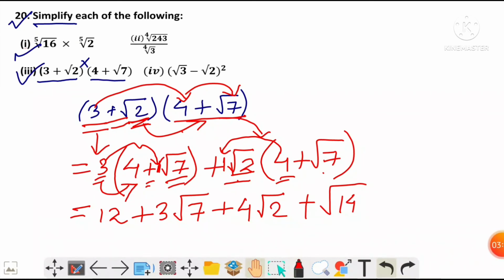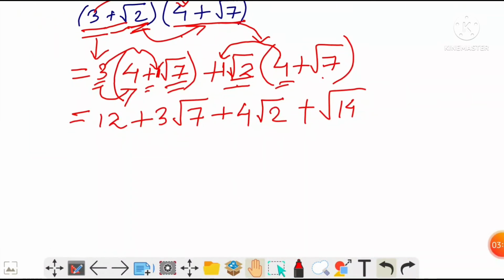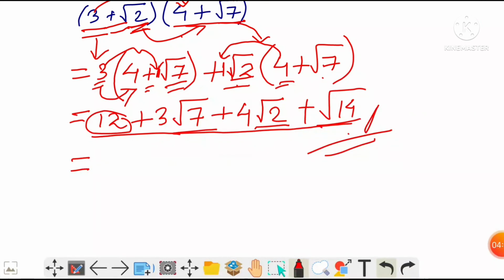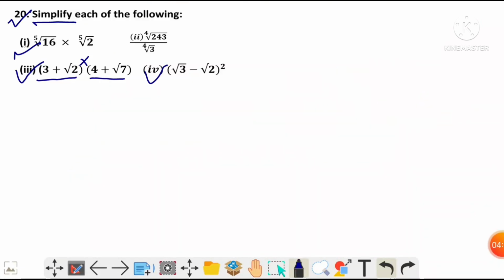So look here, is there any number that we can add, subtract? No, nothing is there. So we'll keep it as it is. See, there is number 12, but there is no number to add or subtract with it. And there are roots, but they are not similar, so we cannot add and subtract. So that's the answer. Next, question number 4.